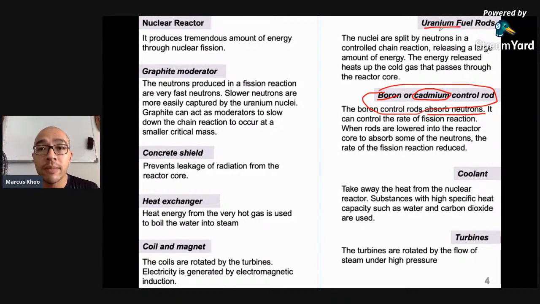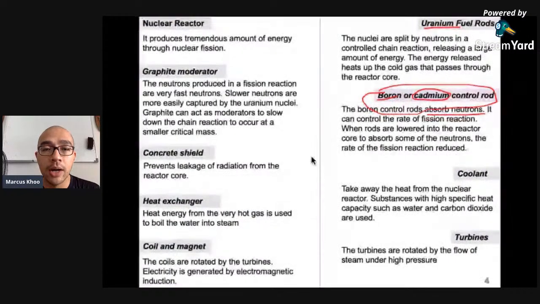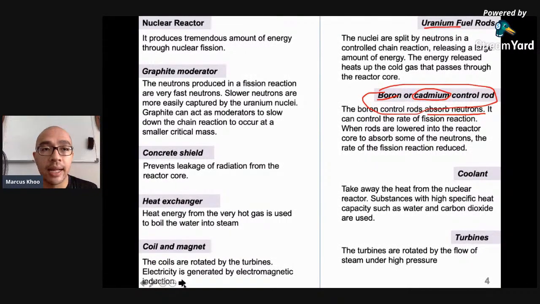I will post up a video later in the Google Classroom. Actually, there are more benefits to using thorium, but it is still under research as to whether it is actually better to use thorium than uranium. But there are scientists who believe that thorium is still better, and has a lot more benefits compared to uranium. You can watch the video when I post it in the Google Classroom later. So that's it about the nuclear reactor. If there's anything that you don't understand, you can always re-watch the video again, or you can ask your questions in the live chat at the bottom.